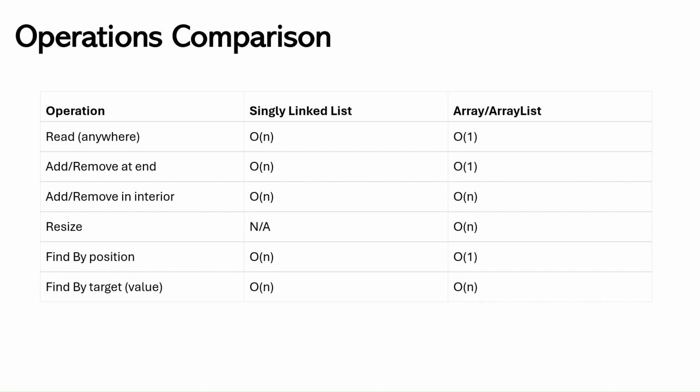So as we wrap this head-to-head battle, we can see that ArrayList takes the lead in several operations, offering quick access and efficient operations at the end. However, singly linked list holds its ground, especially with resizing, as resizing is not in the picture. Both have their strengths, and the best choice depends on your specific needs.